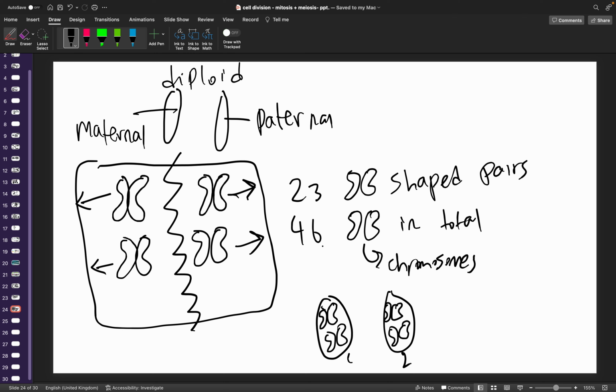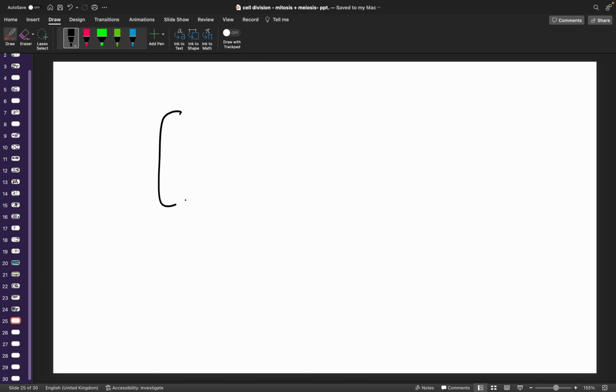But we said we create 4 cells, right? So this will split apart again. So what happens is the chromosomes in this, let me get to a new slide. We had 2 new chromosomes formed, right?